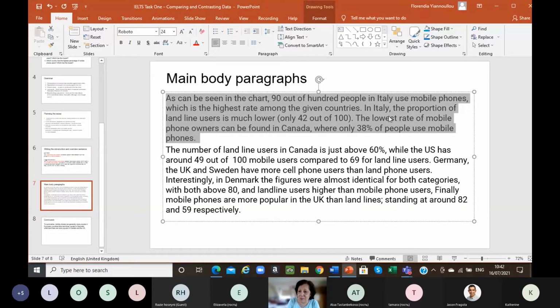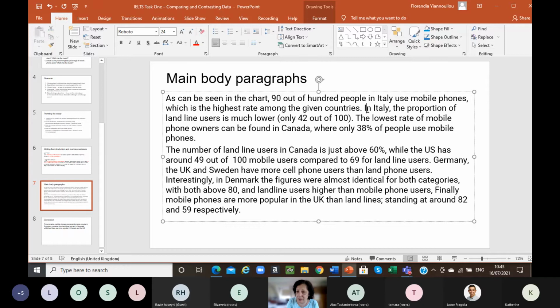So in Italy, the proportion of landline users is much lower, in brackets, only 48 out of 100. The lowest rate of mobile phone users can be found in Canada, where only 38% of people use mobile phones. And again, if you're looking at that, it's quite clear and it's quite structured. You can, if you want, add some other link words. 90 out of 100 people in Italy use mobile phones, which is the highest rate among the given countries.